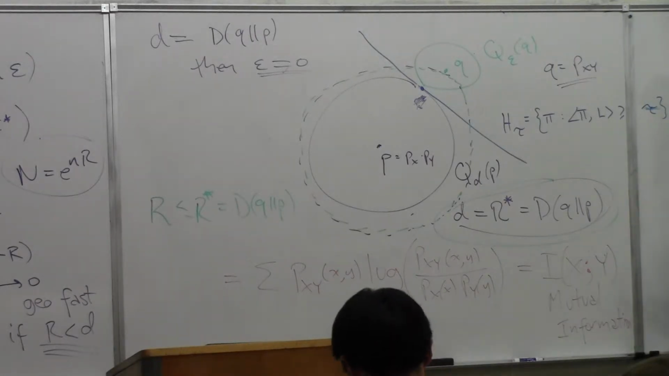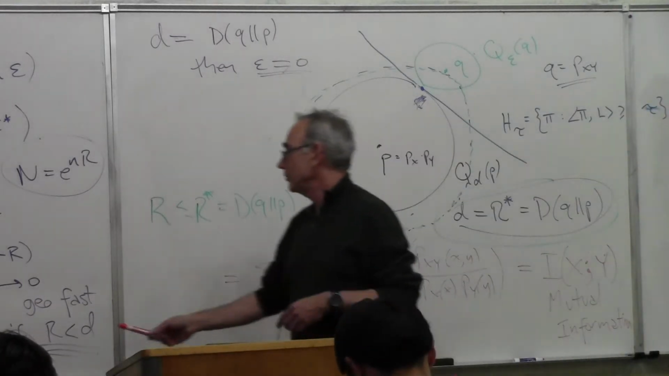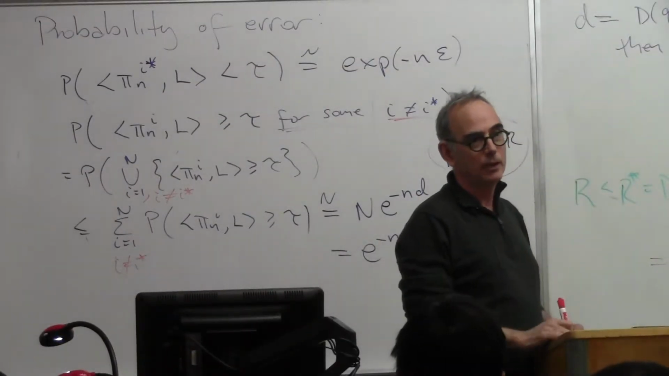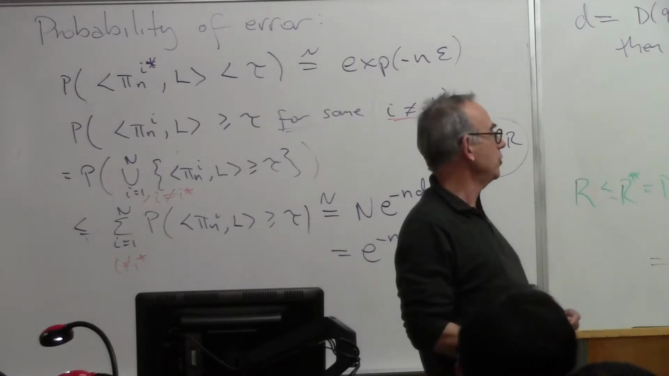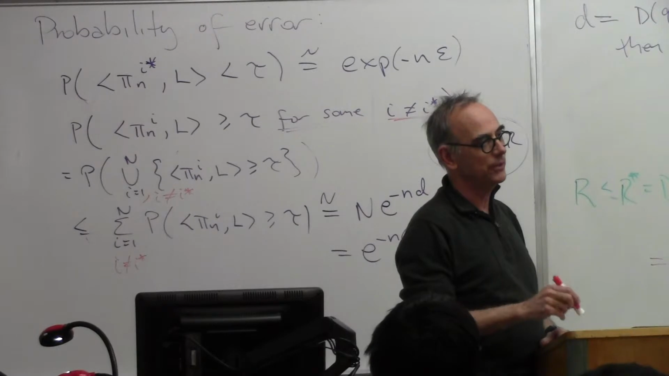if you have a rate which is less than the mutual information, then you can send data with error that goes geometrically fast with the size of the code book. You know, it's amazing. It's in the geometry, it just says it. It's like nothing. You just have to learn the geometry.